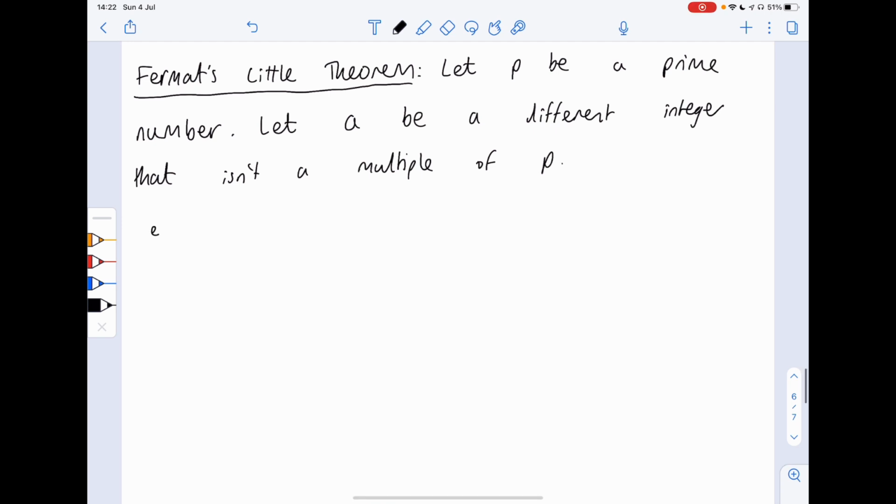So, for example, if p is 7, we could have a is 1 is fine, 2, 3, 4, 5, 6. We can't have 7. We can have 8, 9, 12, 13. We're not allowed 14 because that's a multiple of 7, right? But we can have 15, etc. Kind of when we carry on like that. All of these values of a work. You're just not allowed to be a multiple of p. I'll get rid of that.